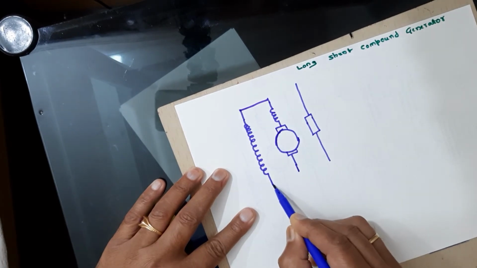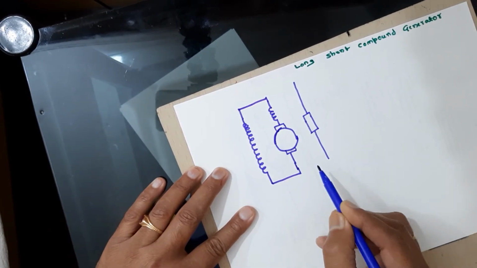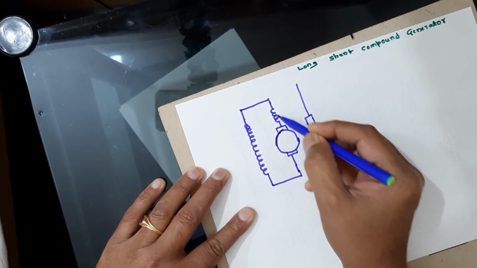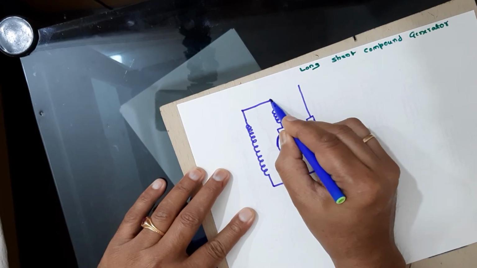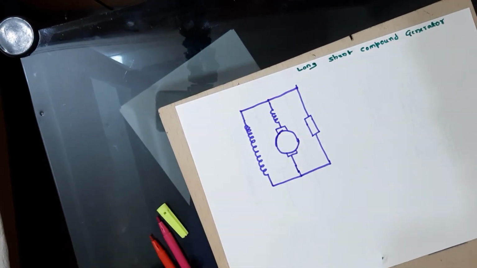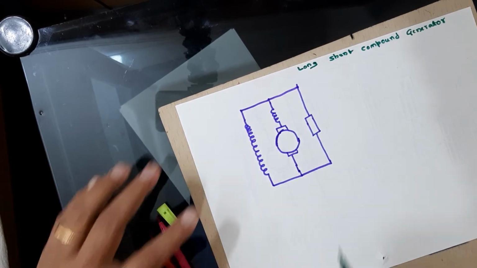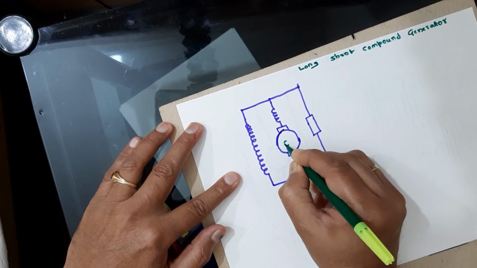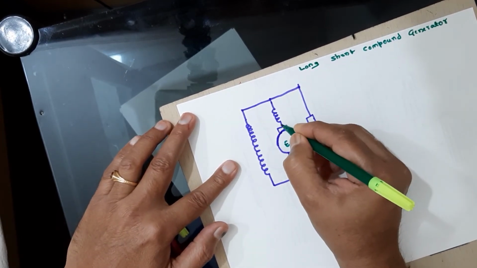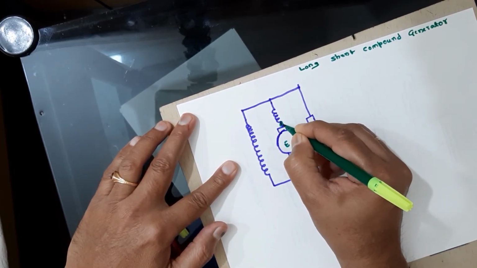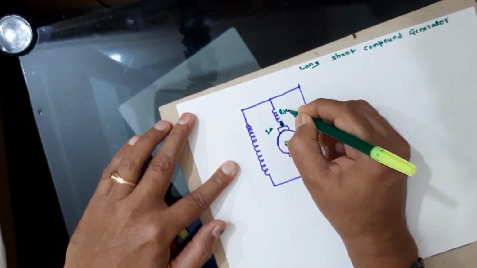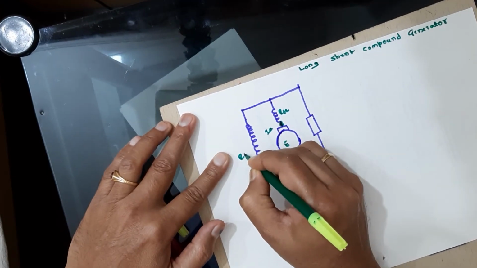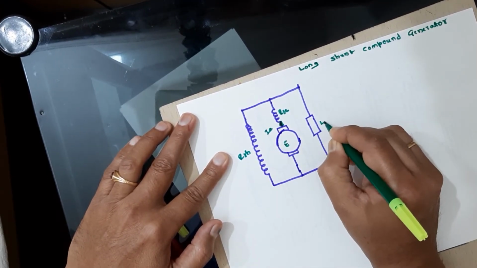This is the connection of your shunt field. The shunt field is connected across the combination of armature and series field. Then ultimately it is connected to the load. Here the generated voltage is E. The current delivered here is IA, that is the armature current. It has a series field resistance of RSC, the shunt field resistance RSH, and a load.